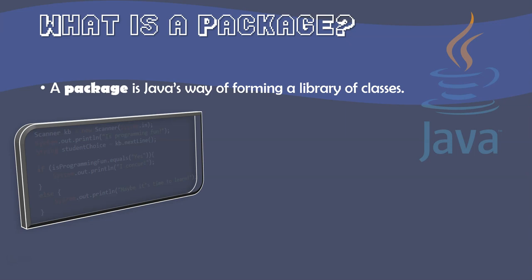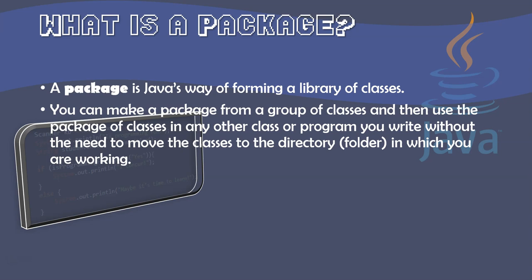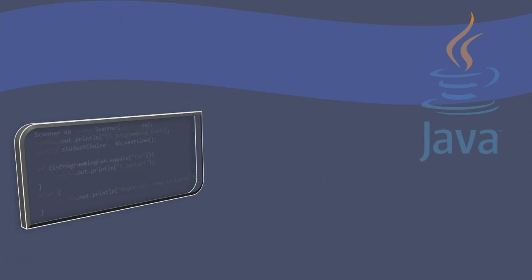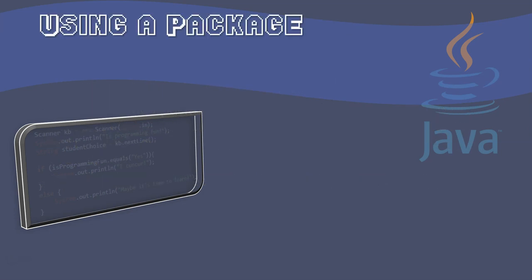Well, a package is Java's way of forming a library of classes. You can make a package from a group of classes and use a package of classes in any other class or program you write without the need to move the classes into that directory or folder in which you are working. And up to now, we've been using the default package in Eclipse. So how do we actually go about using a package?